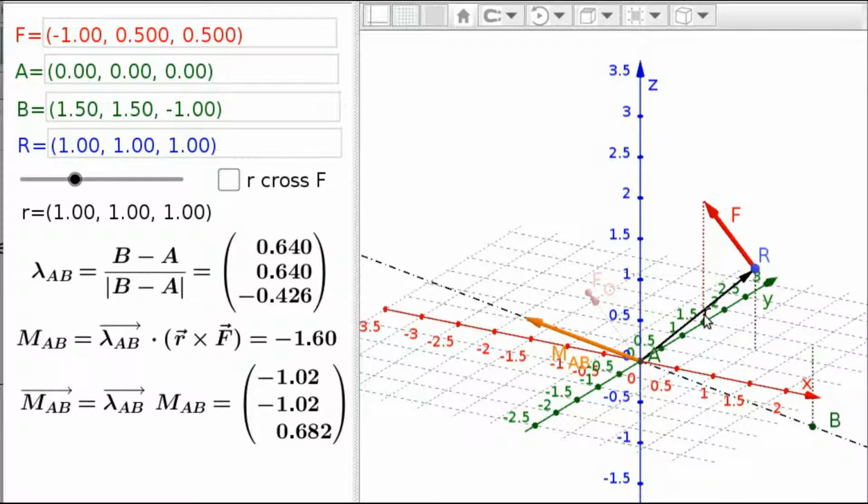And again, it will be an R vector from this point A, is how we'll define it, from this point A to the point capital R. And that's where this force is applied. And what we want is this moment about this axis.